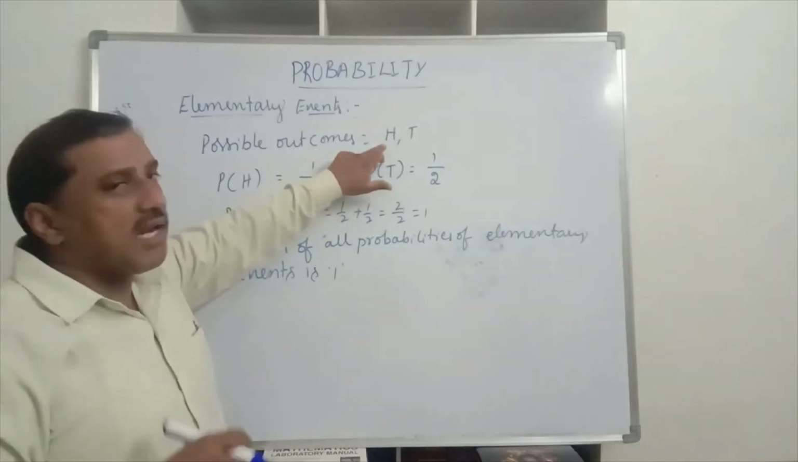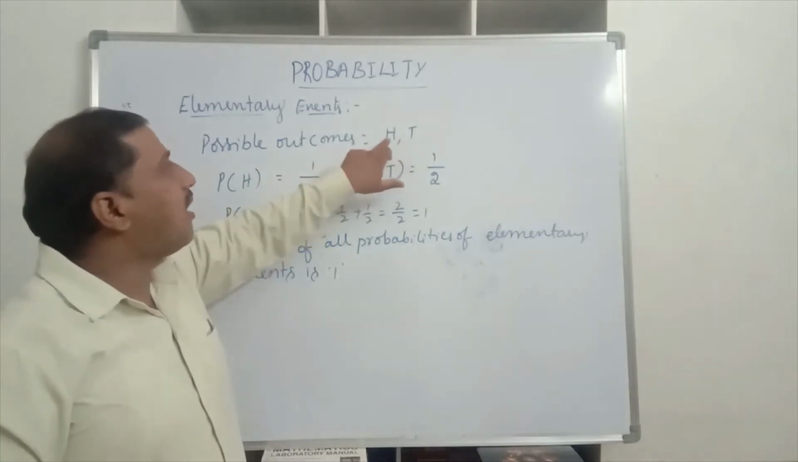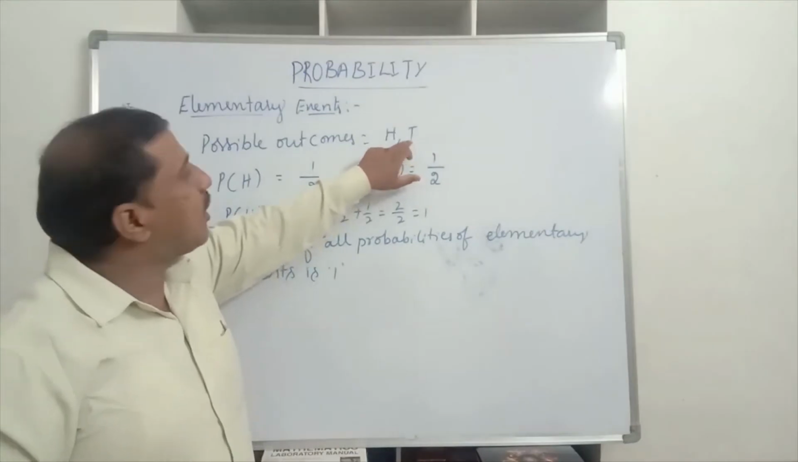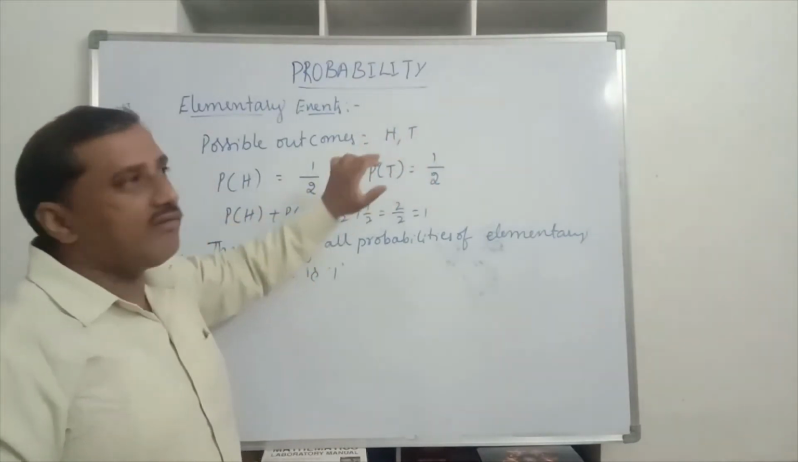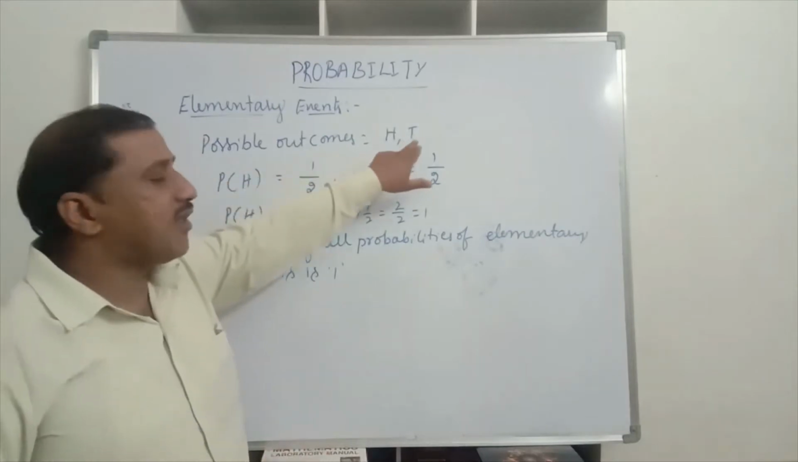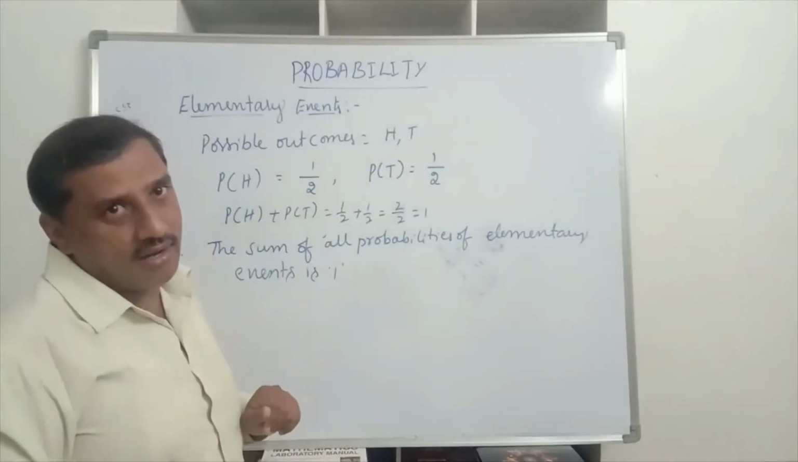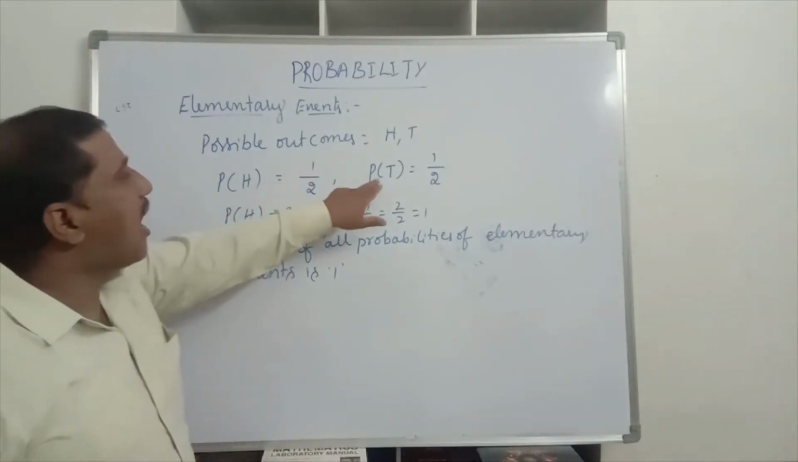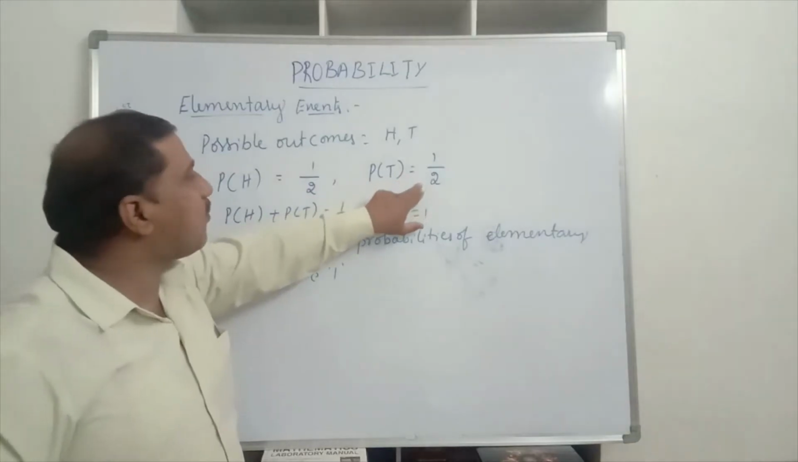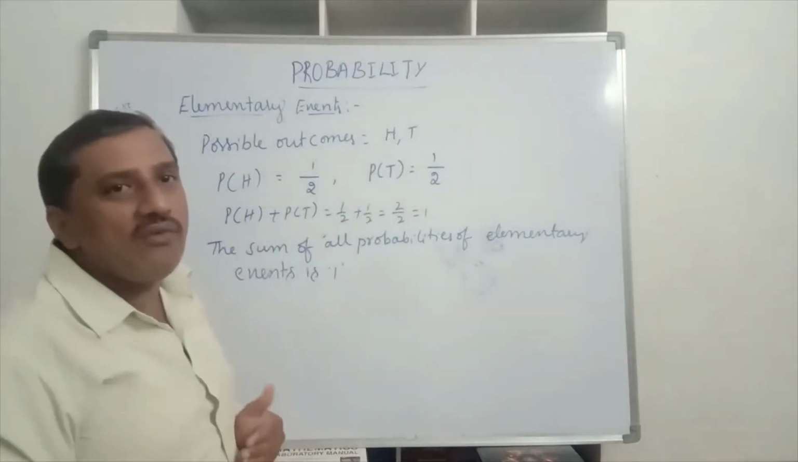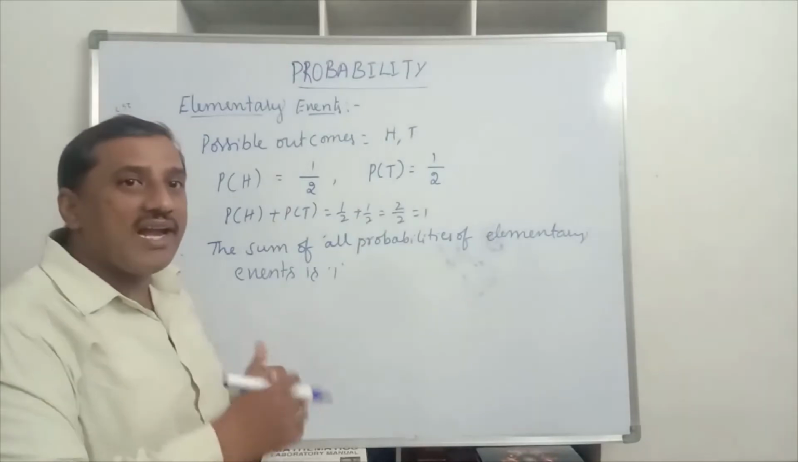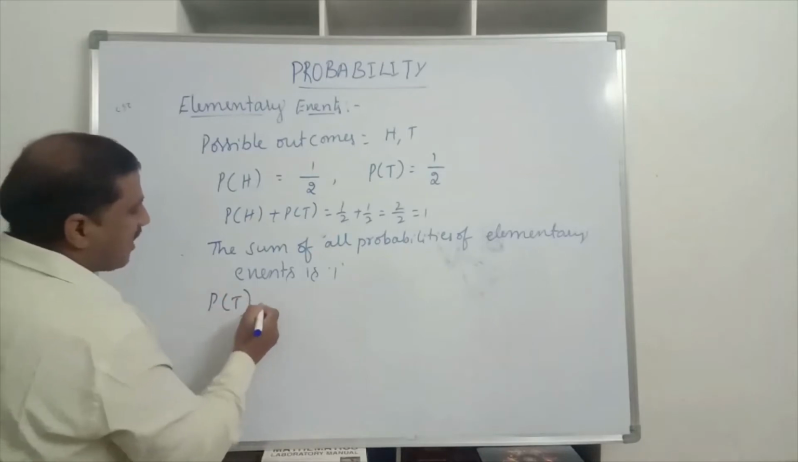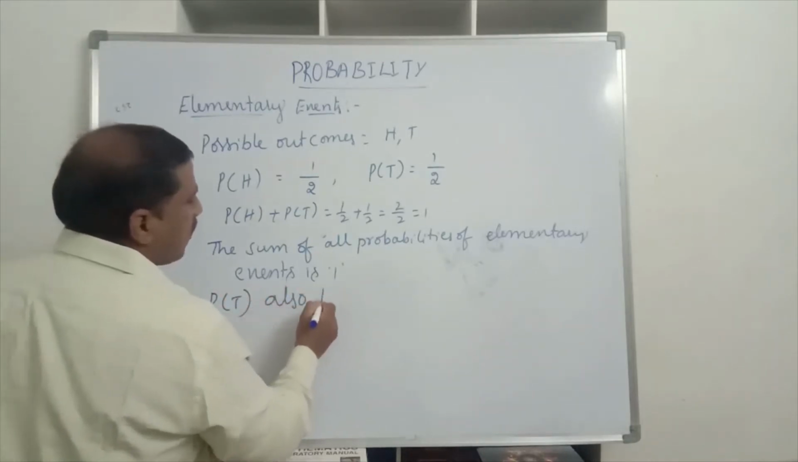So this is the outcome of getting a head, and this is the outcome of getting a tail. In other words, the probability of getting a head is 1 by 2, and the probability of getting a tail is 1 by 2. The probability of getting a tail we can also consider as the probability of getting not a head.